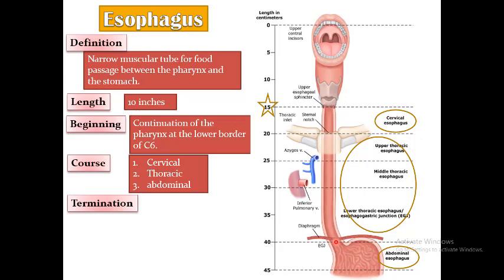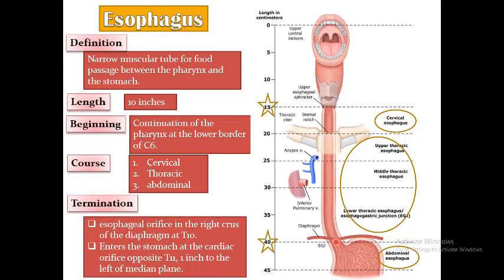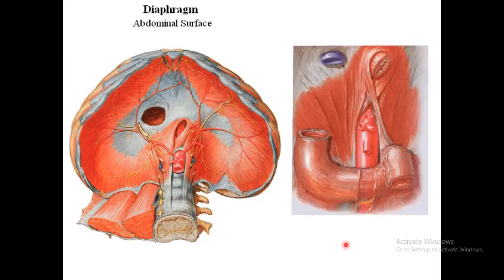About the termination, I will mention two points. First, it pierces the diaphragm at the level of T10, to form an opening in the diaphragm called the esophageal opening of the diaphragm. Then it opens into the stomach at the cardiac end of the stomach at the level of T11. So this is the termination of the esophagus.